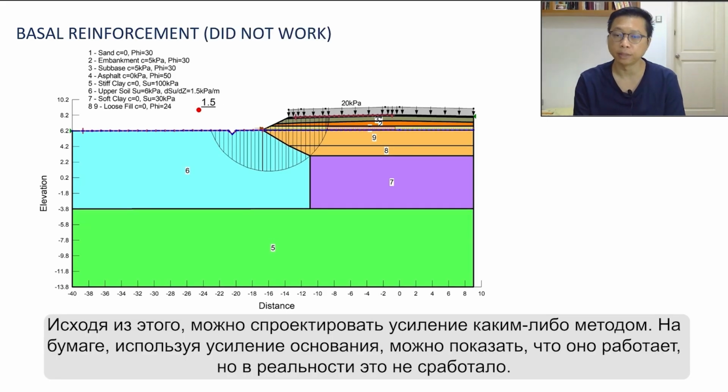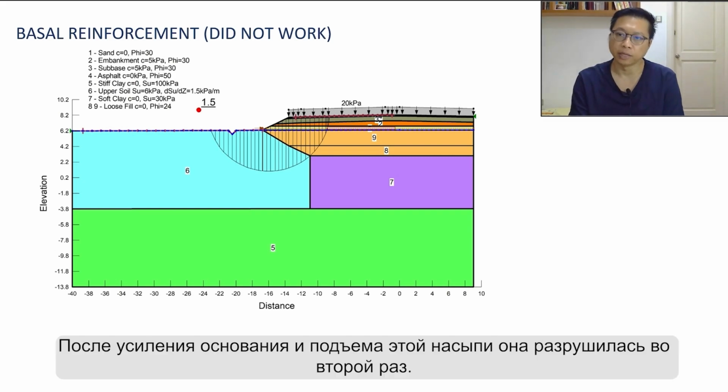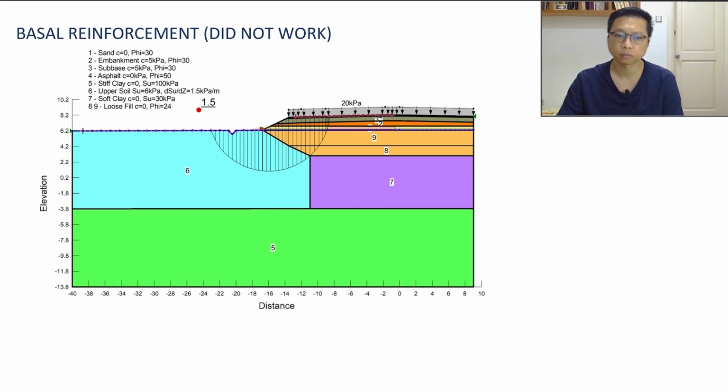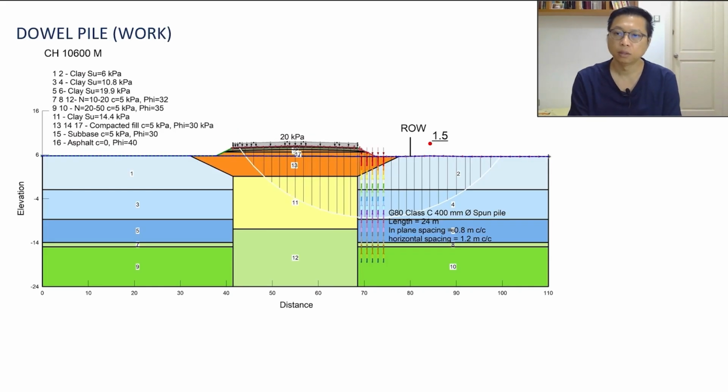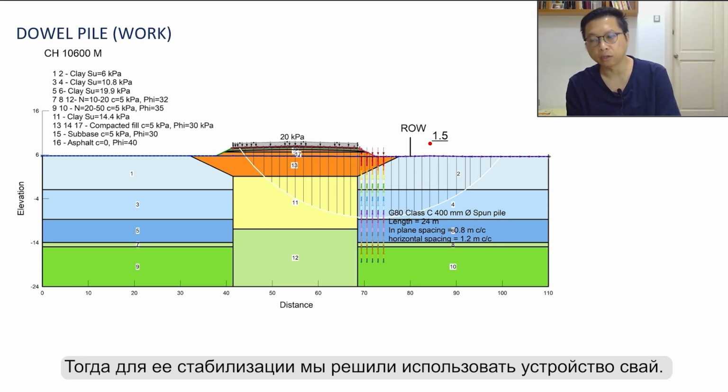So from there, we can design some reinforcement methods. On paper, by putting basal reinforcement, it shows it works, but in reality, it does not work. The embankment failed for the second time after we put the basal reinforcement and raised up the fill. Then we design piles to stabilize the embankment.